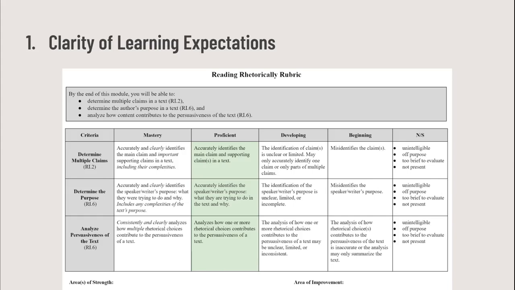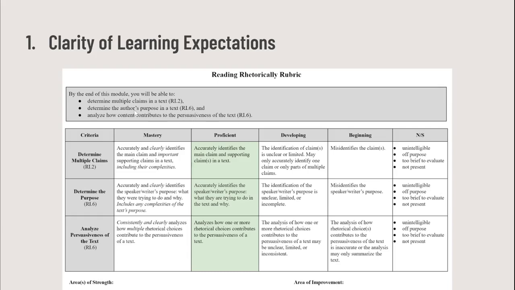This example rubric comes from the English 11 Module 1, which is about reading rhetorically. So a little bit about the format: on the top, you can see in this case, there are 3 priority targets. That is in this top box here. In this case, it happens to be to determine multiple claims in a text, determine the author's purpose, and analyze how content contributes to the persuasiveness of the text. In parentheses, you can see the Common Core standards that these align to.